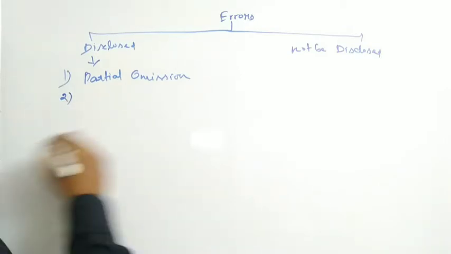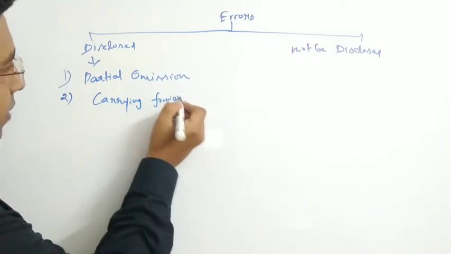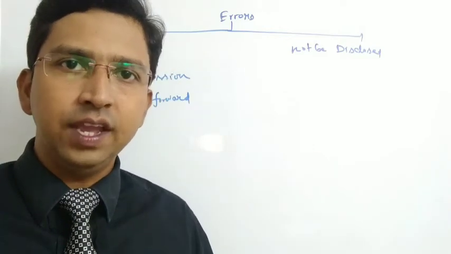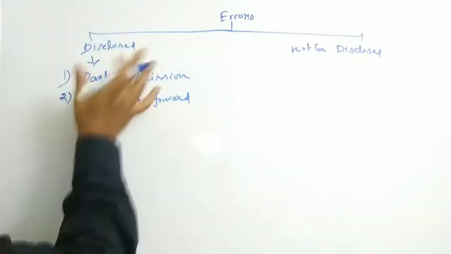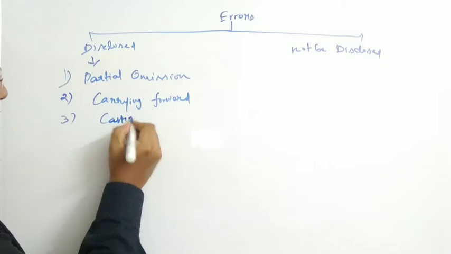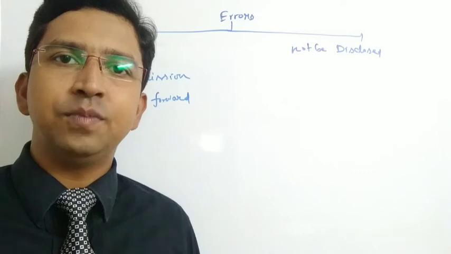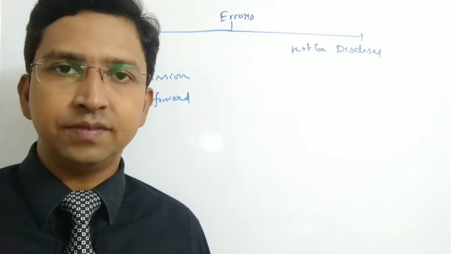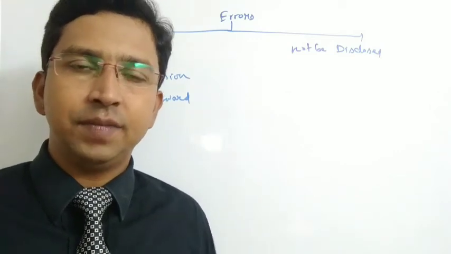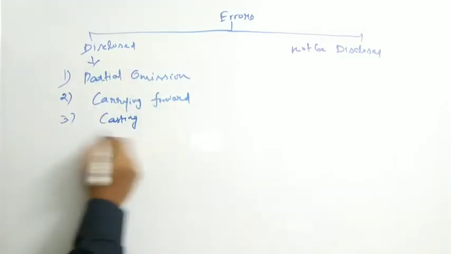And the next one is carrying forward. When we are taking the figures from one page to another page, at that time we may commit some errors. So this type of error can be disclosed with the help of the trial balance. The third one is casting errors. Casting means totaling. At the end of the month, the subsidiary books have to be totaled. When we are totaling those subsidiary books, we may commit some errors, total mistakes. That kind of error can be disclosed by preparing the trial balance.